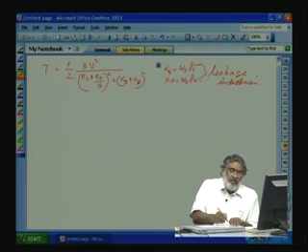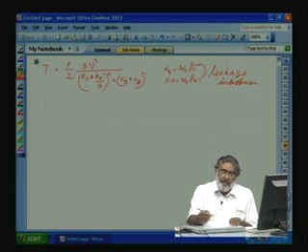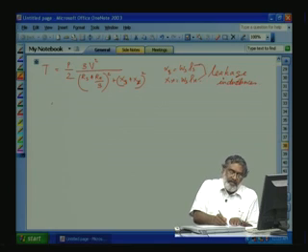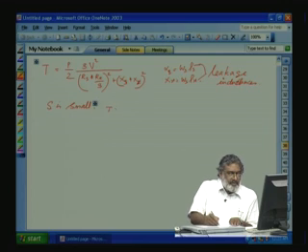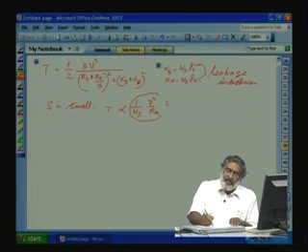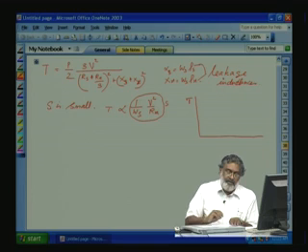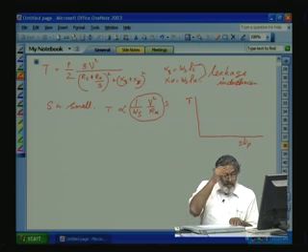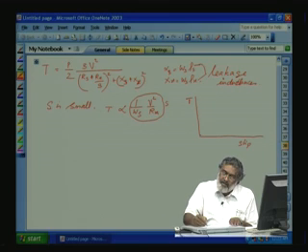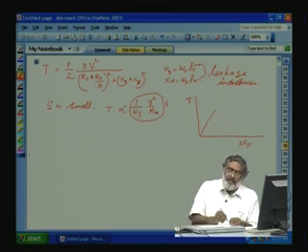Now, how did we draw the torque speed characteristics? First we took S is small. When S is small, we found T is proportional to 1 by omega S, V square by RR into S. So these are all constant, and T is proportional to S. So the torque speed characteristic will be like this: torque with respect to slip. For small values of slip, it will be linear, proportional to slip.